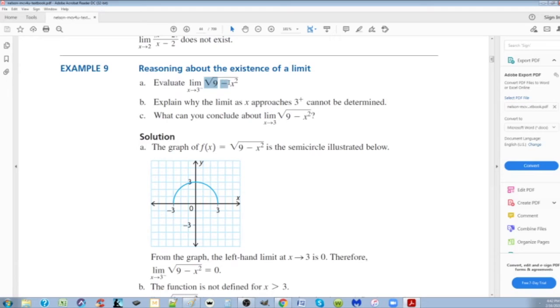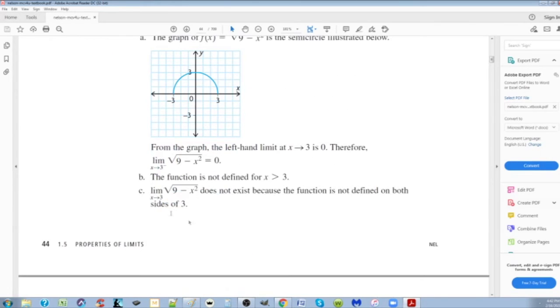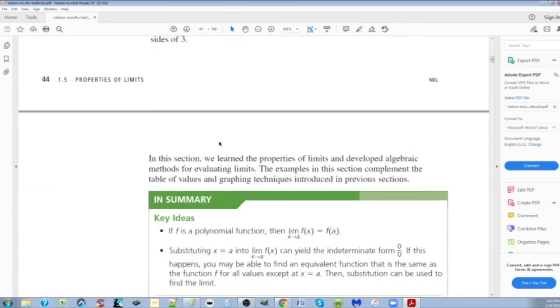And then this one. Explain why this doesn't have a limit. Well, you're going to discover that this is like a half circle as they draw here. And as we approach 3 from the negative side, right here, we have a 3. But as we approach 3 from the right side, it doesn't exist. There's no values on the right side of 3. So it doesn't have a limit, because the function's not defined on both sides of 3. That's the answer. So you're going to hit situations like this.